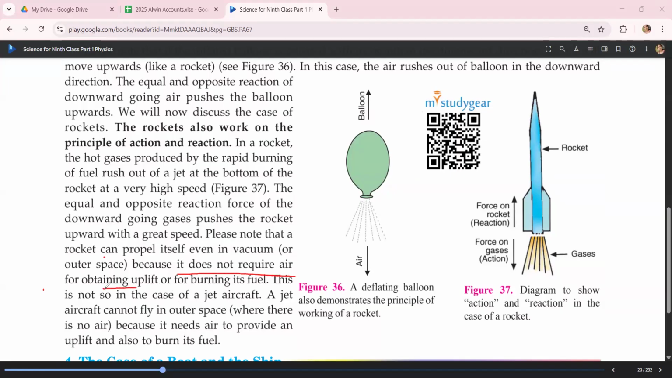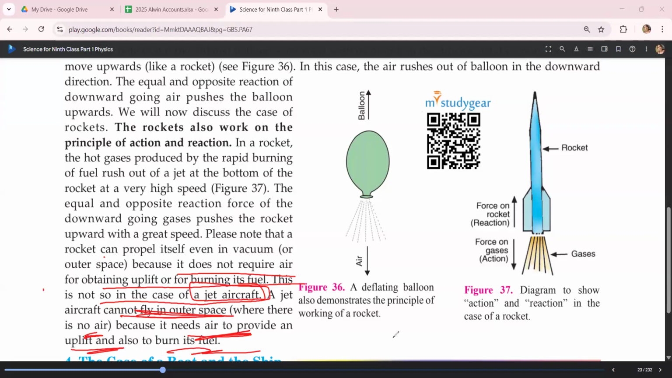Because it does not require any air for obtaining uplift or for burning its fuel. This is not so in the case of jet aircrafts. Jet aircrafts cannot fly in outer space where there is no air because they need air to provide an uplift and to burn their fuel. So the fuel that you are burning in a jet, you need air for that. But in rockets, you don't need air to burn your fuel, right?